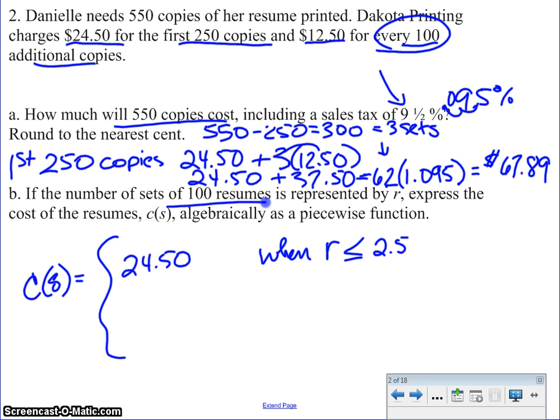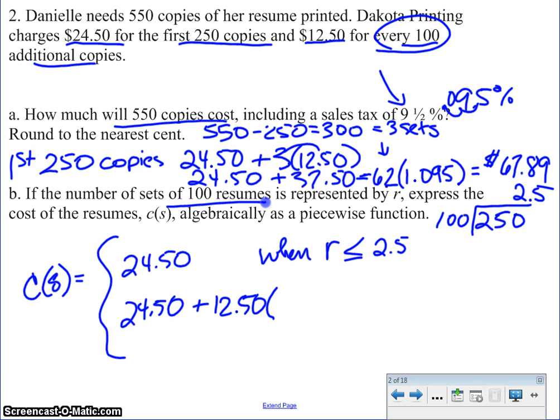And how did I get 2.5? There are 250 resumes for that $24.50. Each set is 100. Remember, we have to compare apples to apples, which means they all have to be in sets, so there are 2.5 sets in 250. The second line is $24.50 plus $12.50 for every set over 2.5. Remember, whatever is here is also going to be here. And it's when R is greater than 2.5.